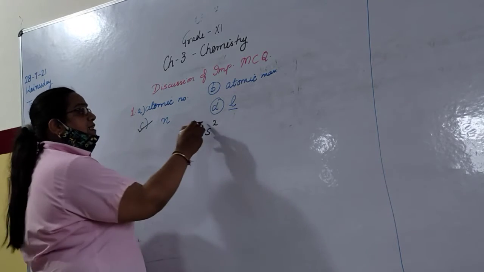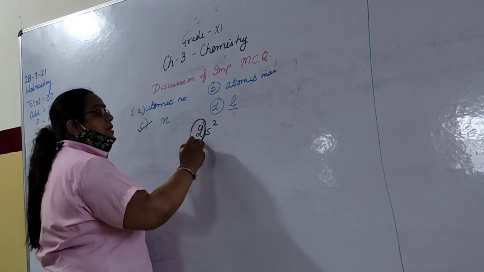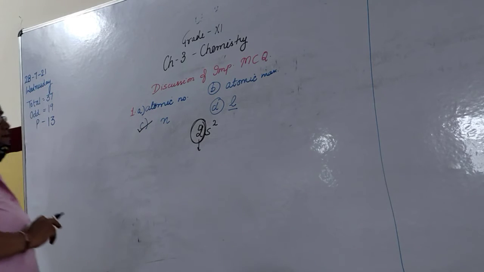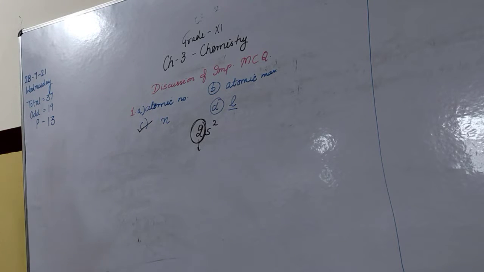Suppose it is 2s2, then this last subshell quantum number indicates your period. Fine? The period is indicated by the principal quantum number. Second question.